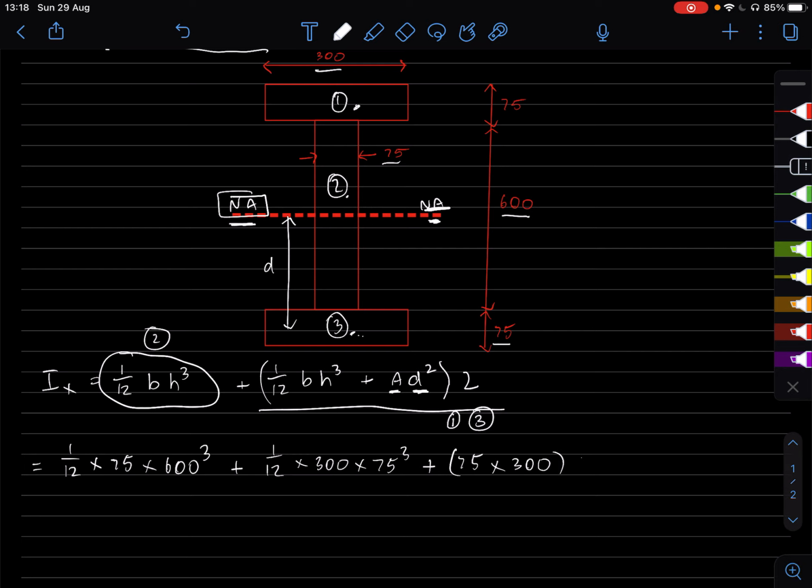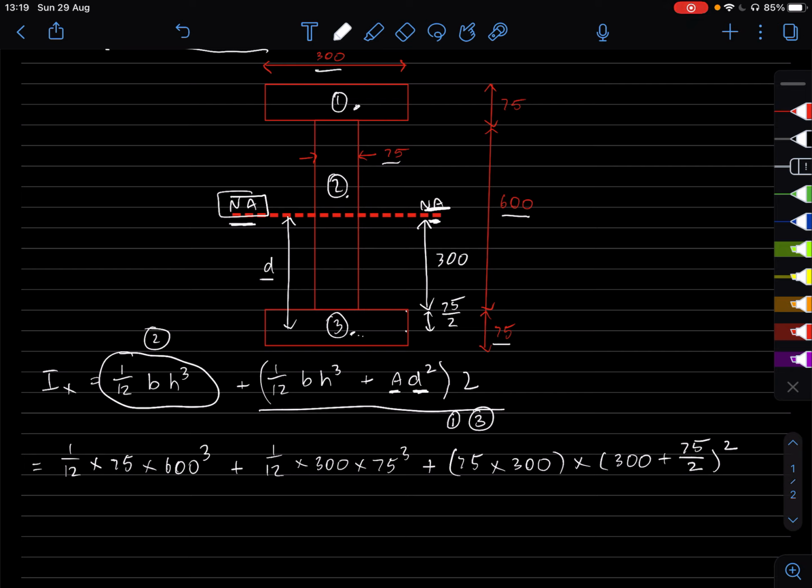And now we need to times the distance from the neutral axis. So let's work that out quickly. That there to the edge, that's going to be 300. Okay, and what's this distance here from the edge to the centroid? That's going to be 75 upon 2, isn't it? So let's add that on. So that's 300 plus 75 divided by 2. And this is squared. Okay, so don't forget that.